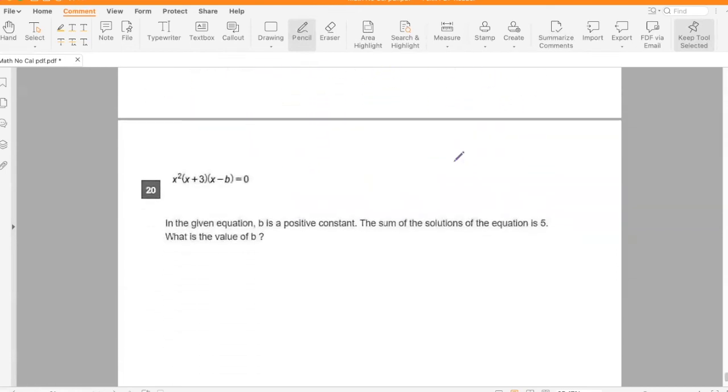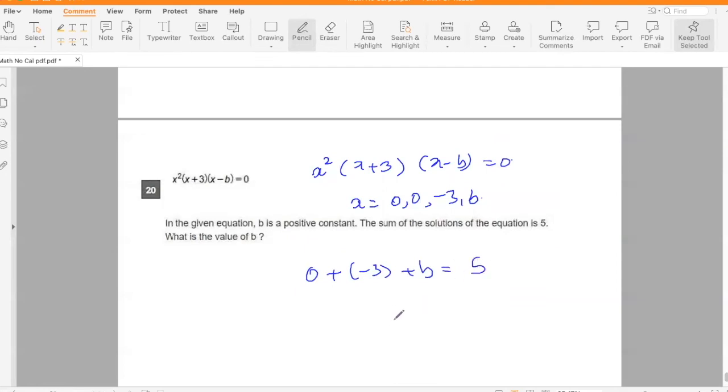In the given equation, b is a positive constant. The sum of the solutions of this equation is 5. What is the value of b? So x squared times (x plus 3) times (x minus b) is 0. So x can be 0, 0, negative 3 and b, right? Because these are the x-intercepts. So 0 plus 0 minus 3 plus b is 5. So b will be 8.